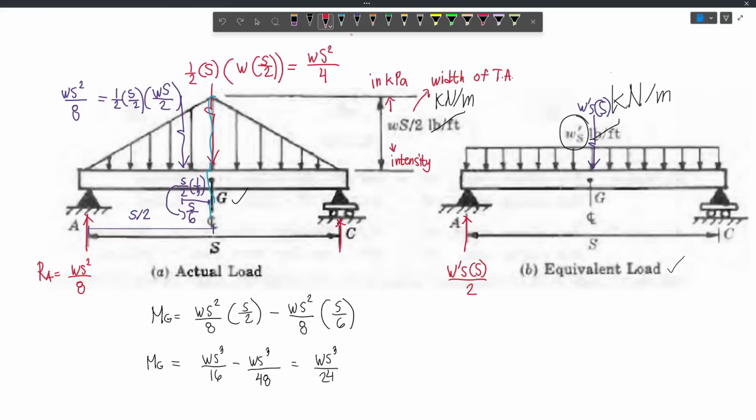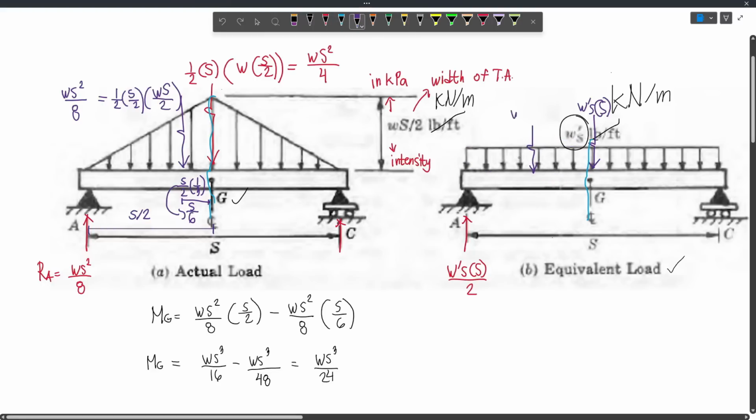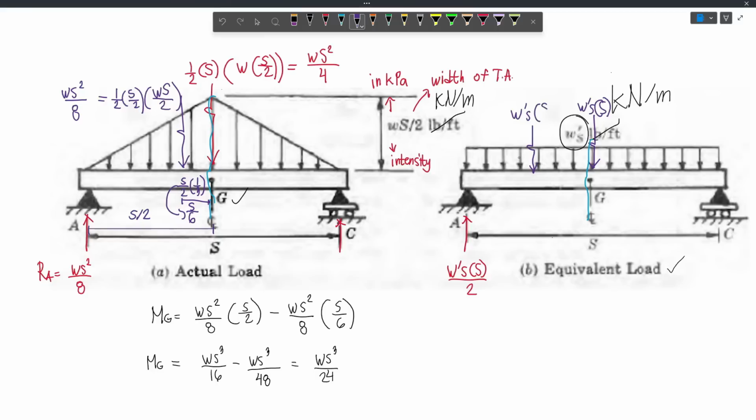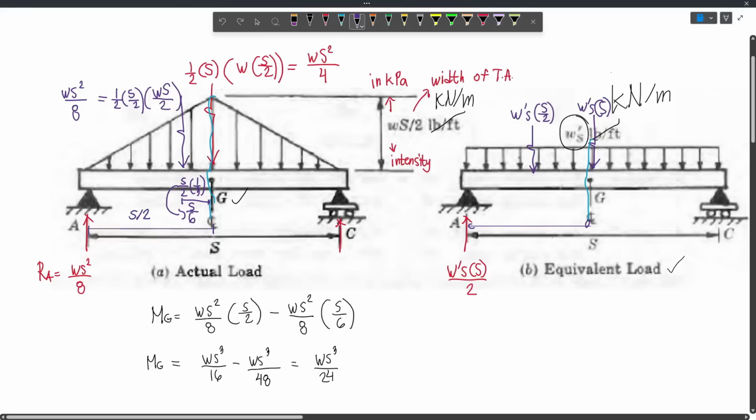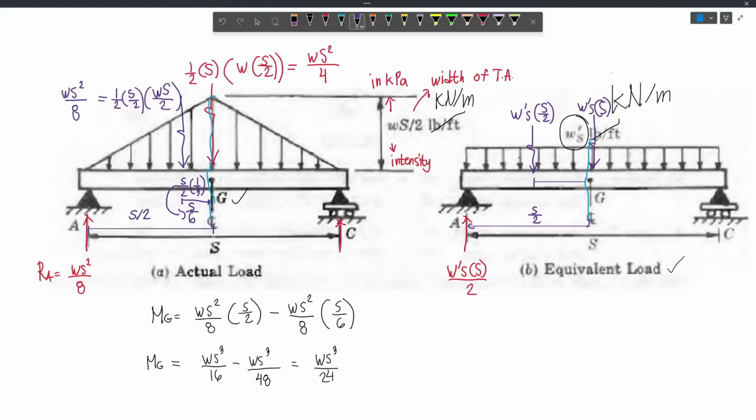Now, if we will make a cut here at G, we can take moments about that point. And if we make this cut, then we have to find the resultant of this distributed load. Now, this will be W prime S multiplied by S over 2. Because again, this distance from here to here will be S over 2. And so our moment arm for this one will be half of S over 2, which is S over 2 times 1/2. It will give us S over 4.